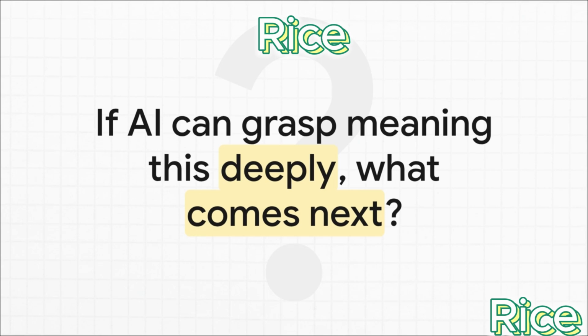This isn't just about matching pictures and words anymore. This is about building an AI that can reason about relationships and filter out distractions to find the real meaning. So the big question is, if AI can start to grasp meaning on this deep of a level, what incredible things come next? What new capabilities are right around the corner?